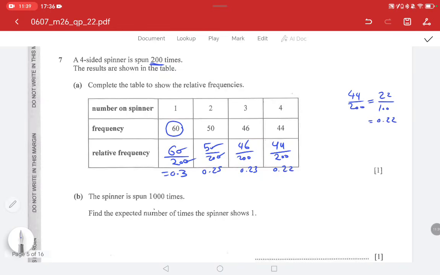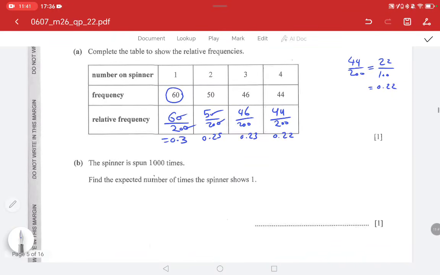Now next one. Now we have 1000 times, and they said find the expected number of times to show 1. We know that it's 0.3, so we multiply 0.3 times 1000, so it will be 300.